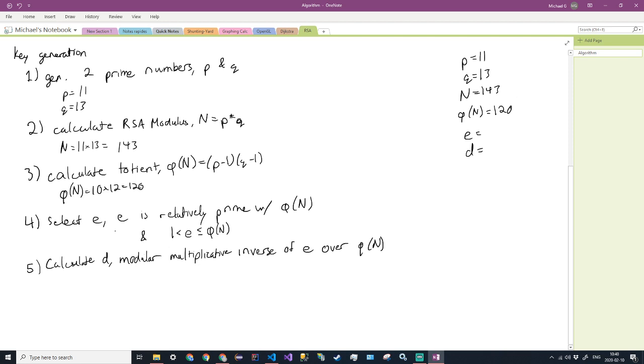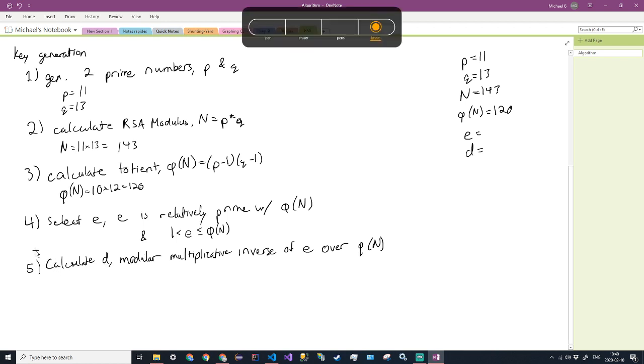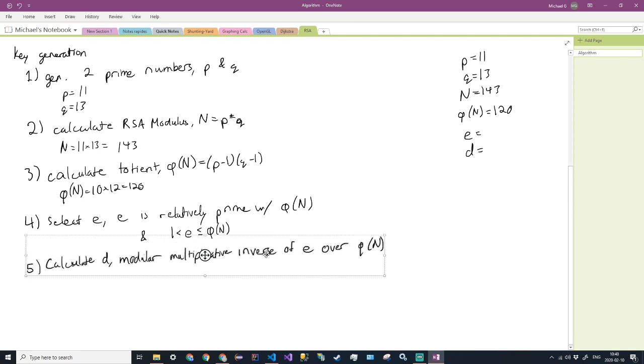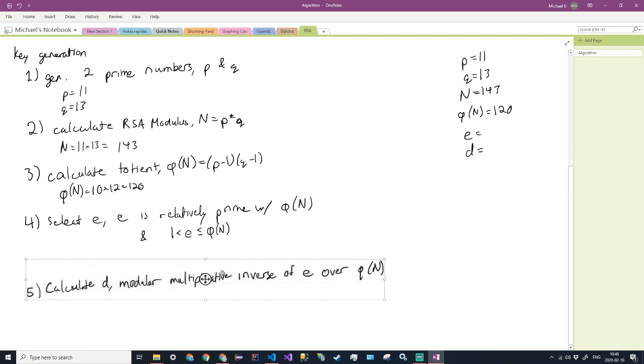And now we want to select E such that E is relatively prime to phi of n and it's less than phi of n. So relatively prime means that it shares no common factors, so the greatest common divisor between E and phi of n is 1. Right now it's just going to be the prime numbers, so I'll list a couple: 7, 11, 13, 17, and so on. But you see that none of these numbers share a common factor with 120, which is phi of n, apart from 1. So we'll just select 13 out of this, and E will now equal 13.